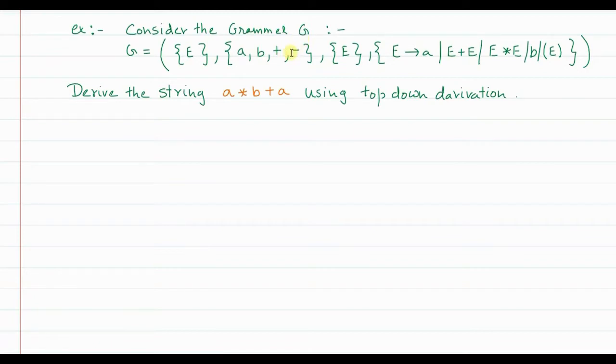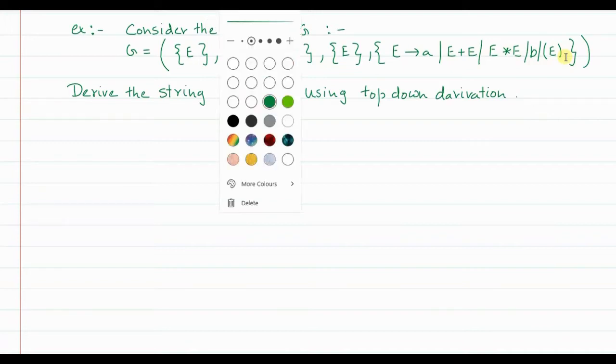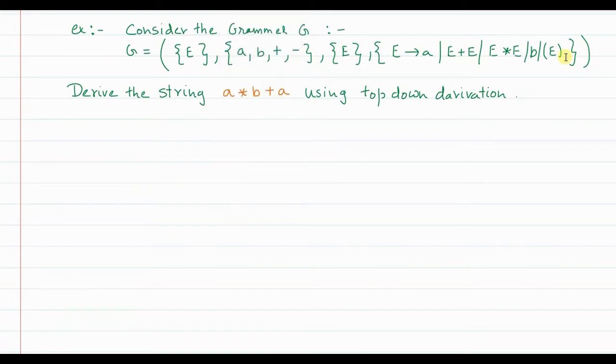So plus, minus are also terminals. Then the start symbol is E, and this is a production: E gives A or E plus E or E into E or B or E. Okay. Just for using it, I'm writing this given production here.